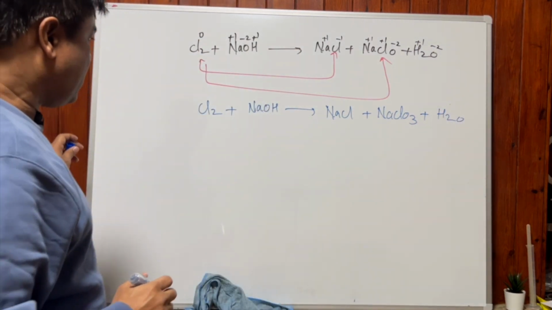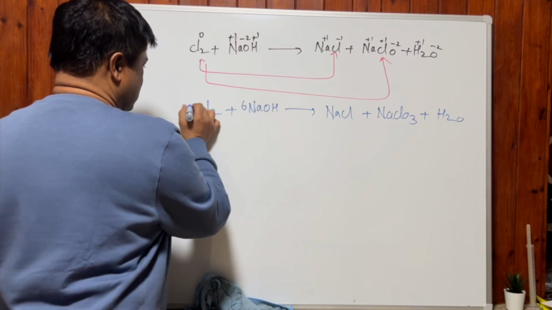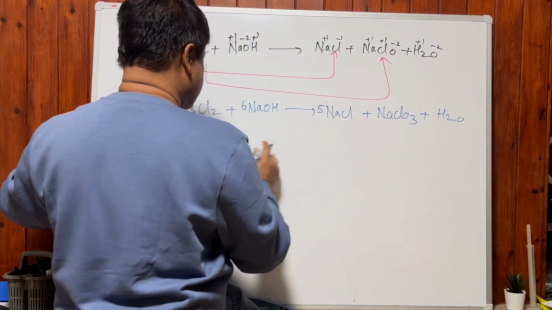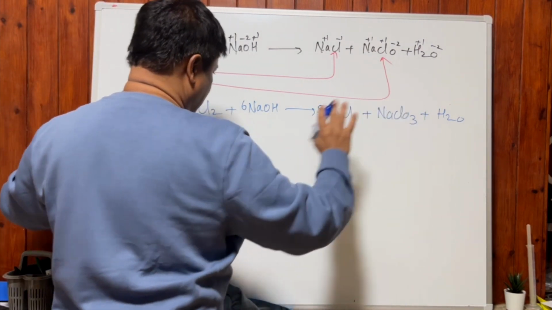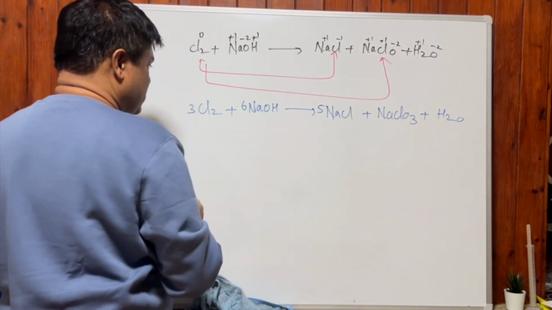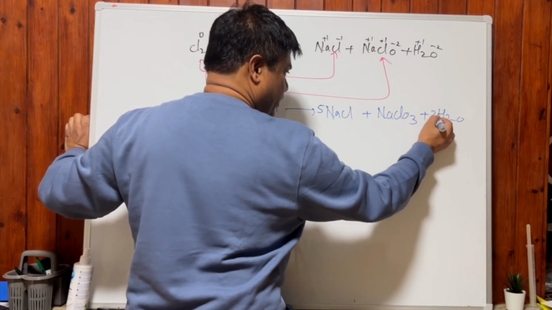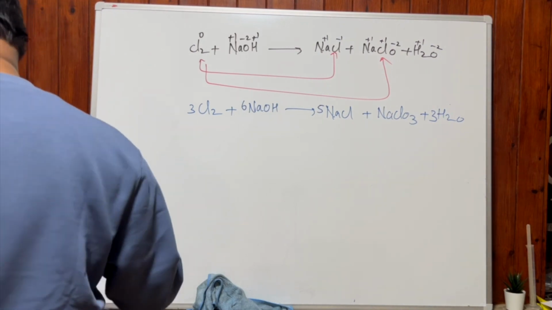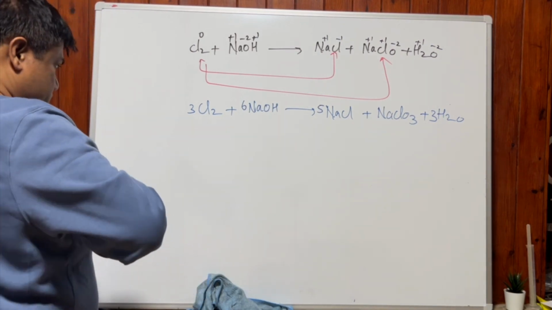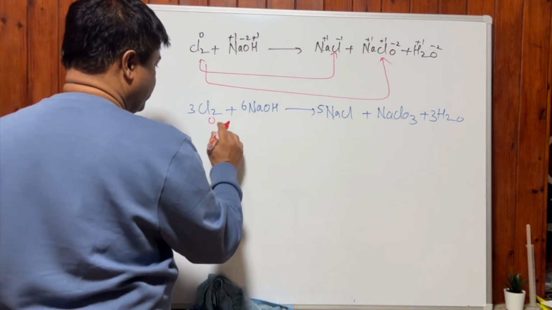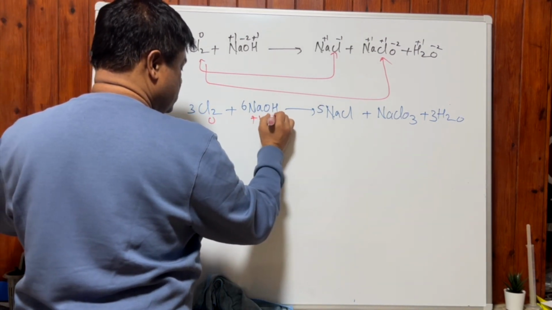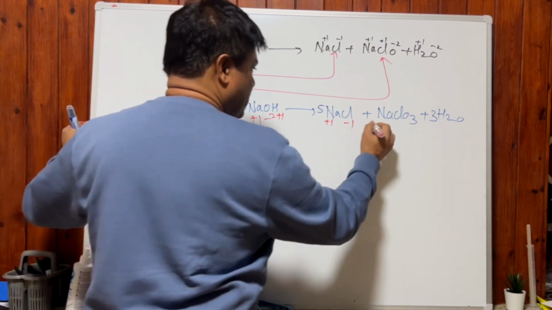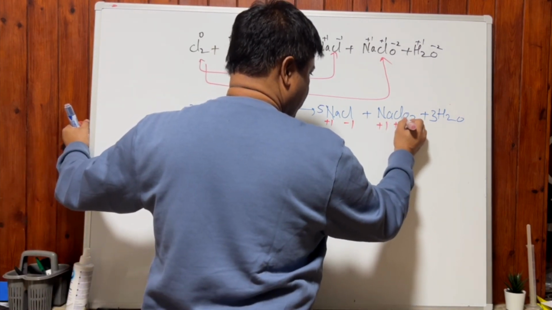How many sodium? You try to balance it, guys. So 5 NaCl, 6 chlorine. So 5 here, 1, balanced. 6 sodium, 5 plus 1, balanced. How many oxygen? 6 oxygen, 3 here, 3 here. How many hydrogen? 6. Balanced. What's the oxidation state of chlorine here? 0 because of the pure element. 0, 0. Sodium +1, oxygen -2, hydrogen +1. +1, -1. +1, +5, -2.